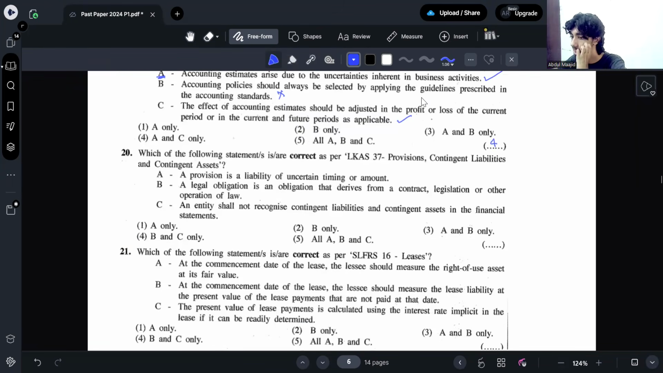20th one. Which of the following statements are correct as per LKAS 37, provisions, contingent liabilities and contingent assets? A. A provision is a liability of uncertain timing or amount. Correct. That's the definition of provision. B. A legal obligation is an obligation that derives from a contract, legislation, or other operation of law. Correct. Legal obligations are those that come from a law or any contract. C. An entity shall not recognize contingent liability and contingent asset in financial statements. Correct. We don't record contingent assets and liabilities in financial statements. So all A, B, C are correct. Answer number 5.